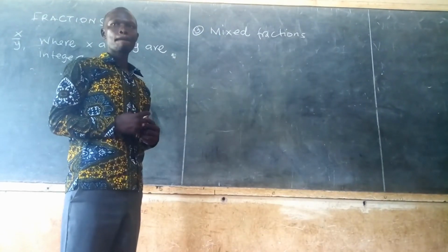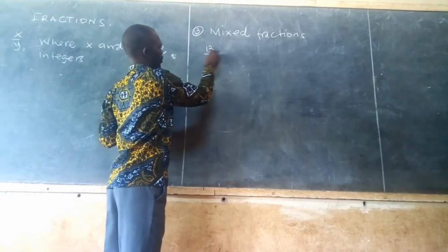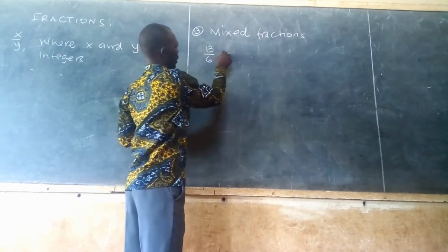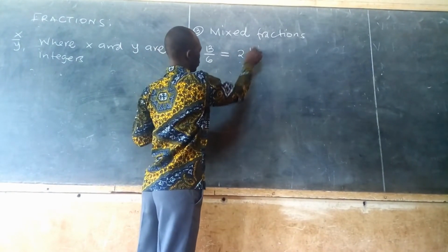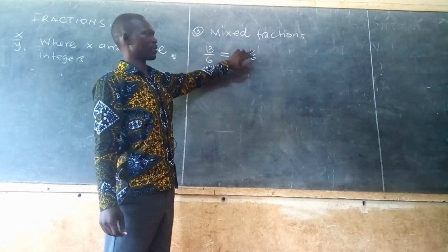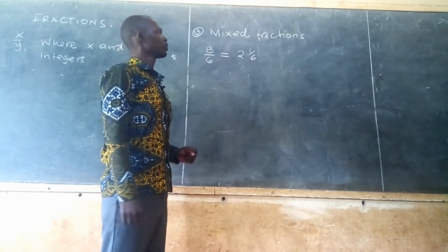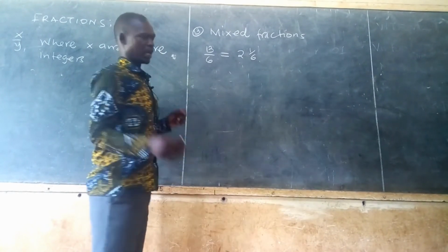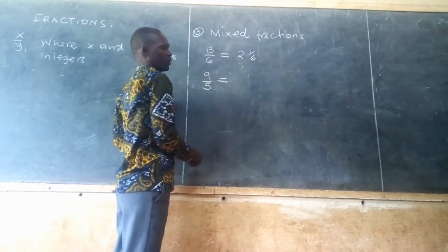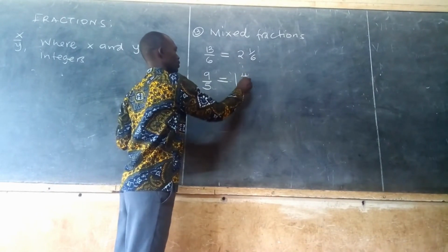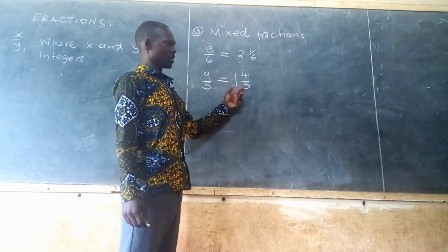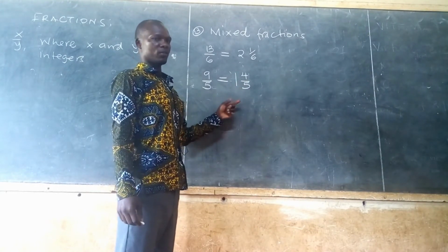These fractions, if we take 13 over 6, literally mean 13 divided by 6. This will give us 2 and 1 over 6. There is a whole number part, a numerator, and a denominator. This is an example of a mixed fraction. On the other hand, 9 over 5 gives us 1 and 4 over 5. We have the whole number part, the numerator and the denominator. So this is another example of a mixed fraction.